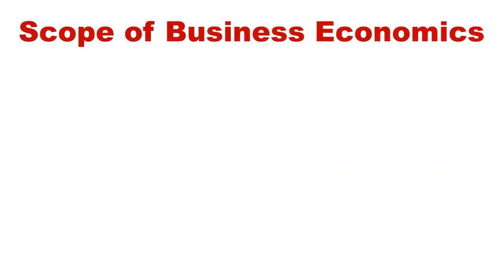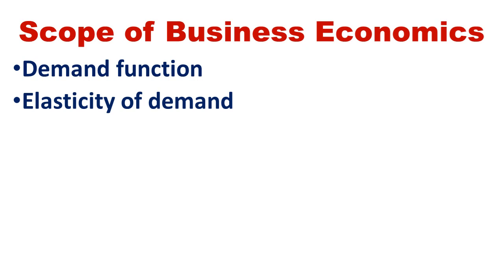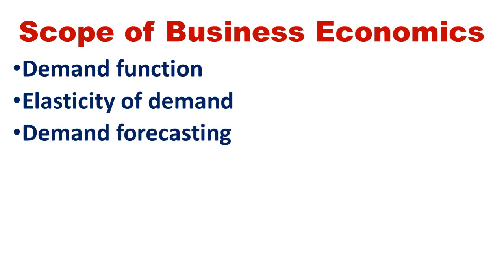Dear students, now let us go to the scope. What is covered? Scope means what is covered under this subject. First one is demand function, elasticity of demand, demand forecasting. All the three relating to demand only I have mentioned here. Demand function. Demand is influenced by certain forces that are observed here, like price, income of the consumers, weather conditions, government rules. Many things are there which will influence the demand.